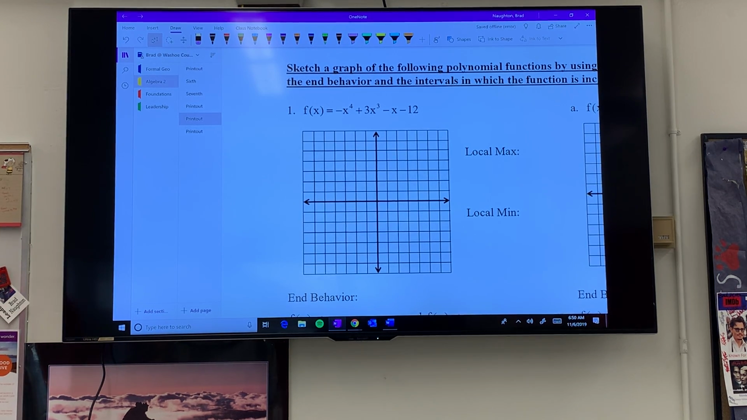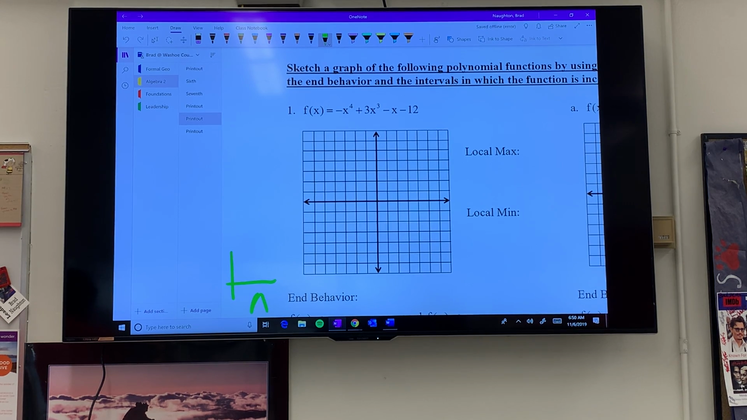Now, because it's an x to the fourth, we have a funky graph that looks like that. It's actually way down here. So let's grab our values and go to town, okay?